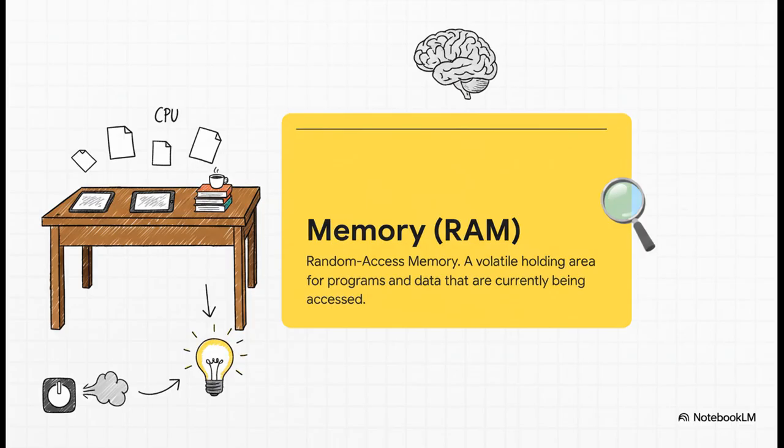Okay, so if the CPU is your brain, what's RAM? Think of it as your desk. RAM is the temporary workspace that holds all the documents and programs that you are actively working on right now. But here's the catch. The key word is volatile. Just like how you clear off your desk at the end of the day, RAM gets wiped completely clean every single time you turn off the computer.